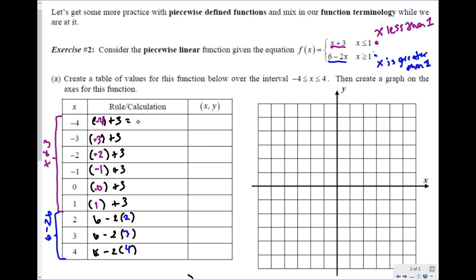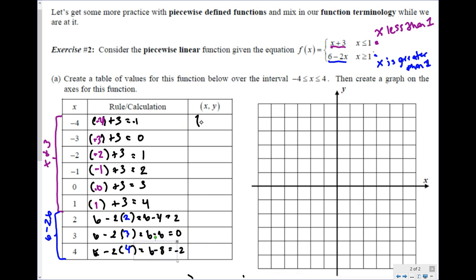So negative 4 plus 3, that's just a negative 1. Negative 3 plus 3 is a 0. Negative 2 plus 3 is positive 1. Negative 1 plus 3 is 2. 0 plus 3 is 3. And 1 plus 3 is 4. So that was pretty simple. This will be a little bit more challenging. 6 minus 4 gives me a 2. 6 minus 6 gives me a 0. And here, 6 minus 8 gives me a negative 2.